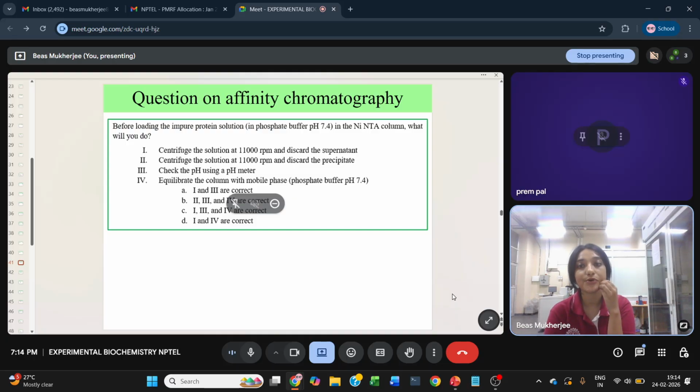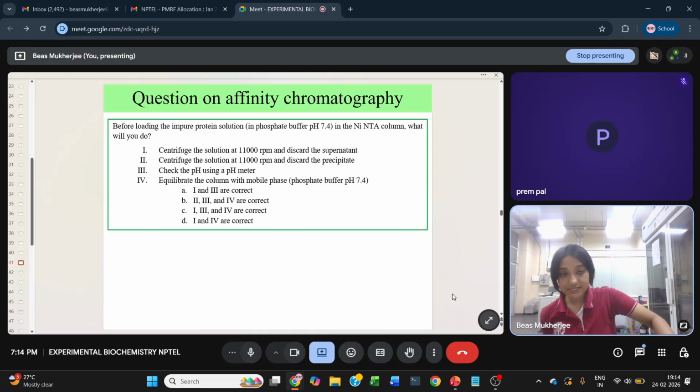Before loading the impure protein solution, it is in phosphate buffer pH 7.4 in the Ni-NTA column. What will you do? In the next class, we will talk about protein purification probably, and we will discuss all of these different steps. Right now, which of these will you do before loading an impure protein solution? Remember that the columns we have are very sensitive. So one of the things you should do is definitely centrifuge, filter, and only then load it.